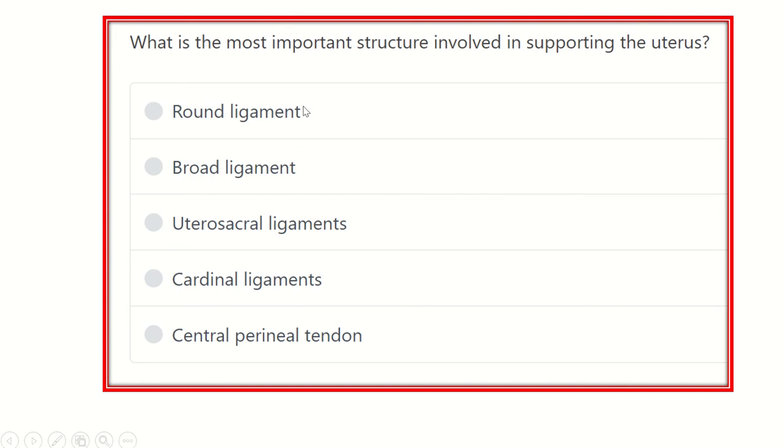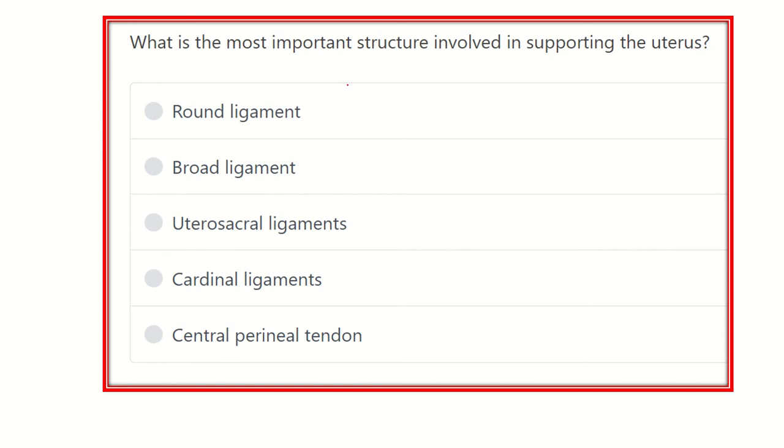So here is the question. First of all, read the question very carefully and find out the key points. What is the most important structure involved in supporting the uterus? Here are the options: round ligament, broad ligament, uterosacral ligament, cardinal ligament, and central perineal tendon.